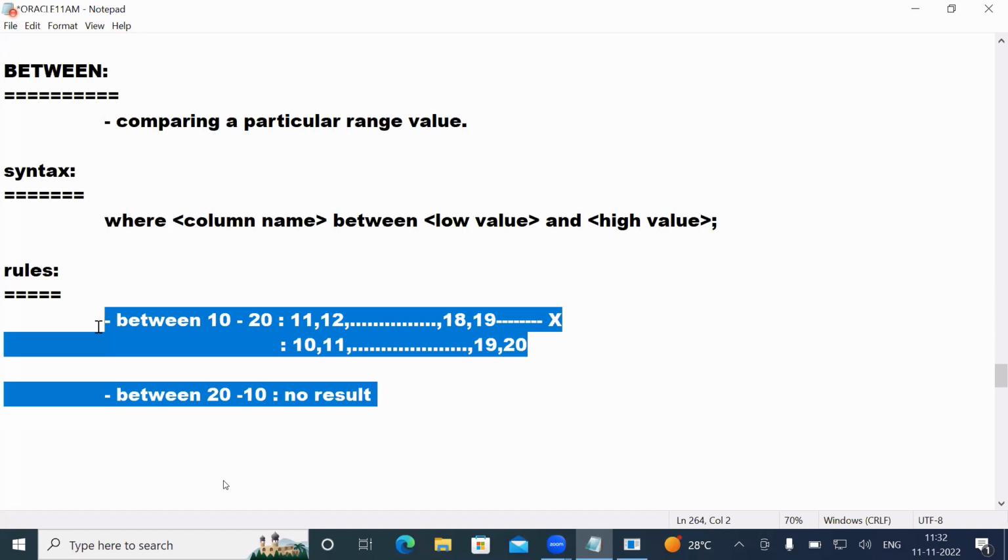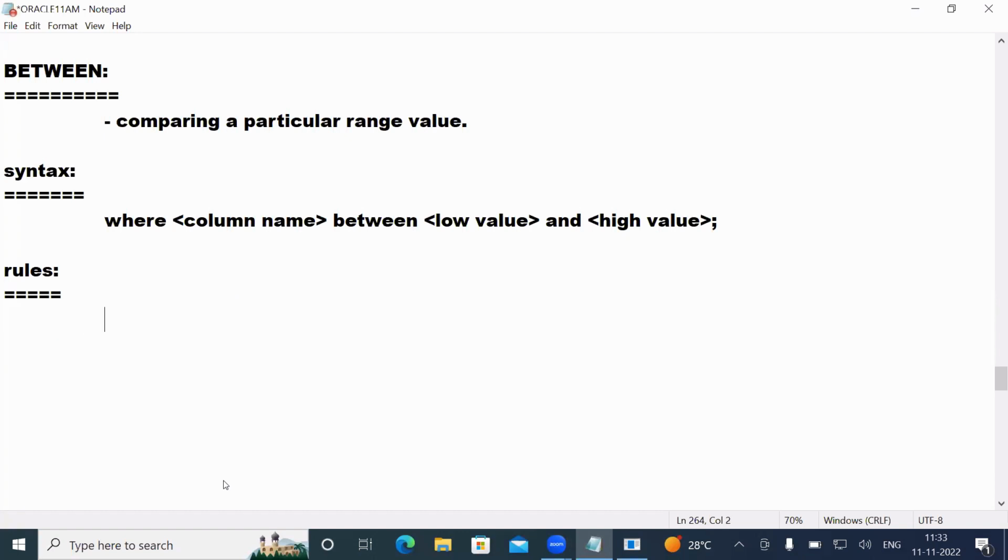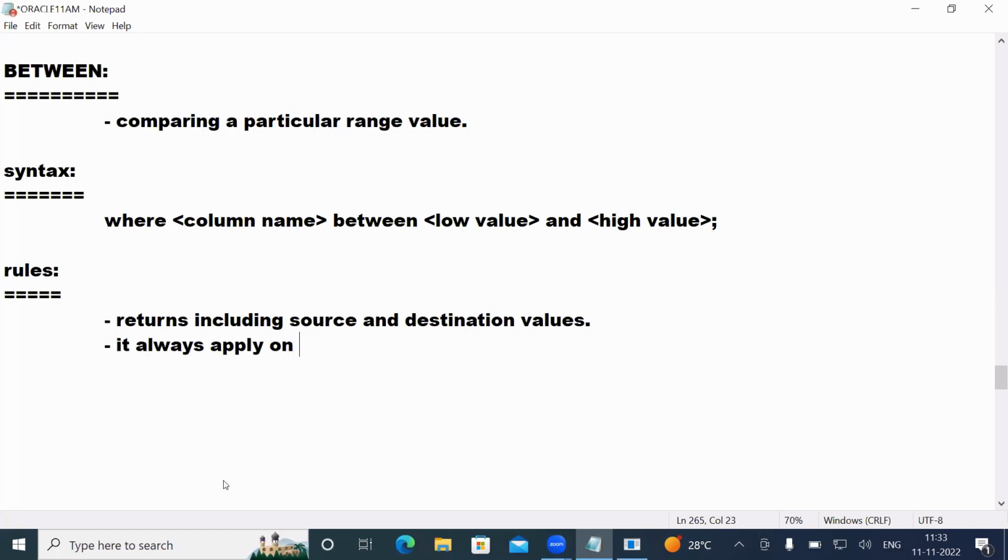Okay, so these are the two things you have to remember. What are the two points here? My first point: the BETWEEN operator returns including the source and destination values. The second point: it always applies on low to high value only. So these are the two points that should be remembered, guys.